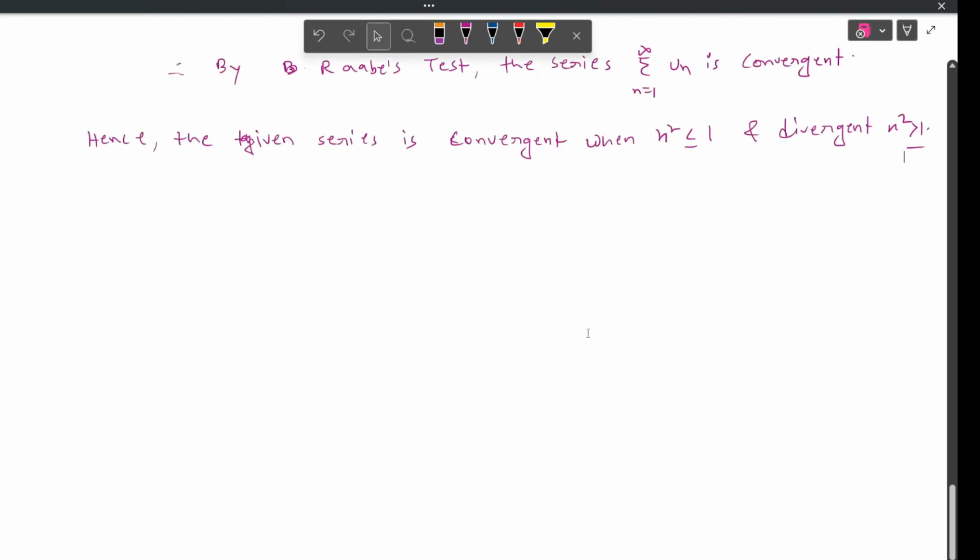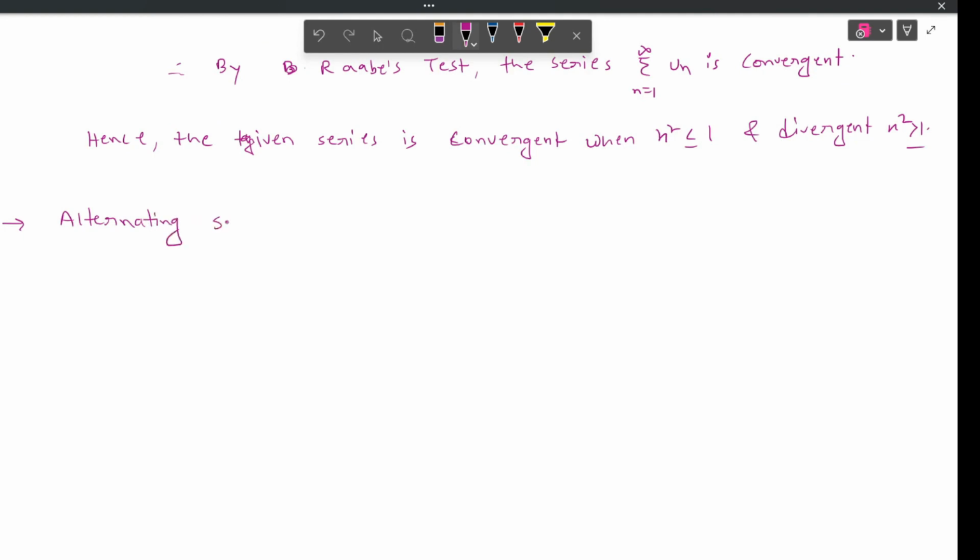Now our next topic is alternating series. Series in which the terms are alternately positive and negative is called alternating series. If we take an example, summation n equals to 1 to infinity minus 1 to the power n minus 1 into 1 by n. So the series is, we put n equals to 1, 2, 3, you will get 1 minus half plus 1/3 minus 1/4 in this way. So this is an alternating series.